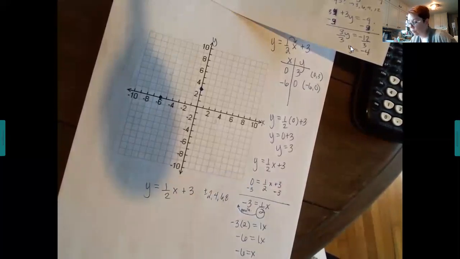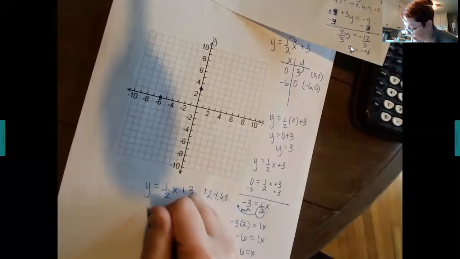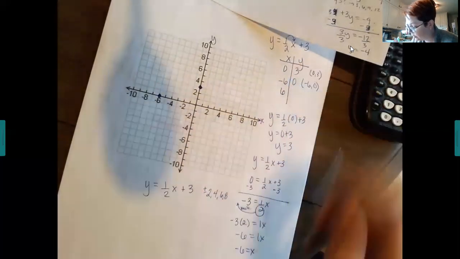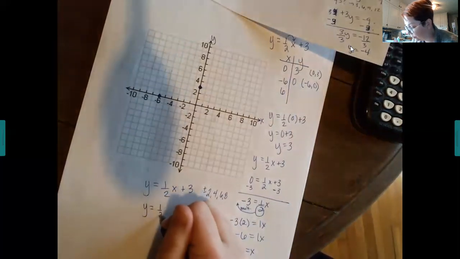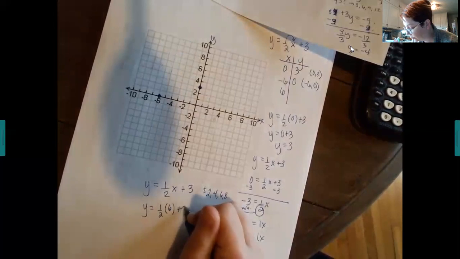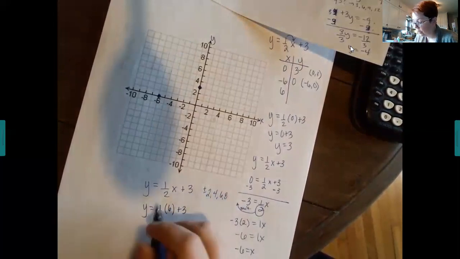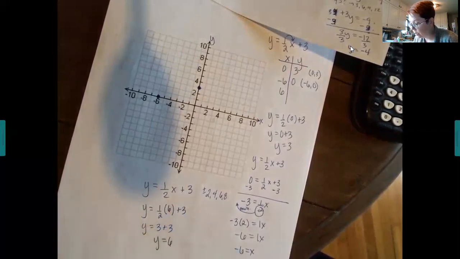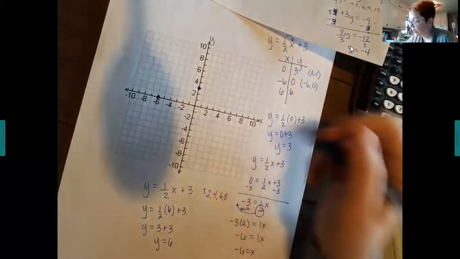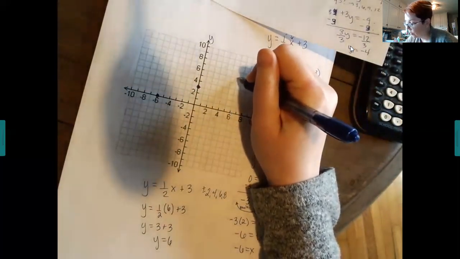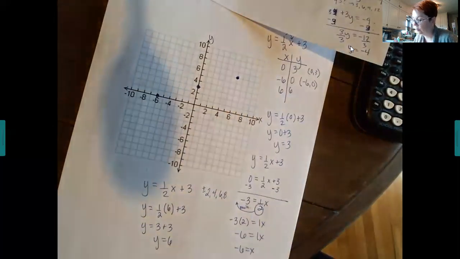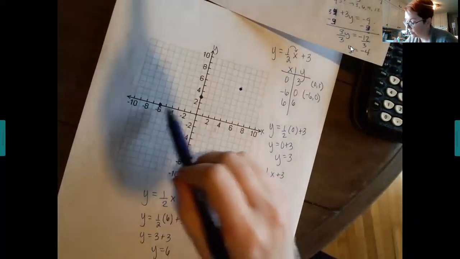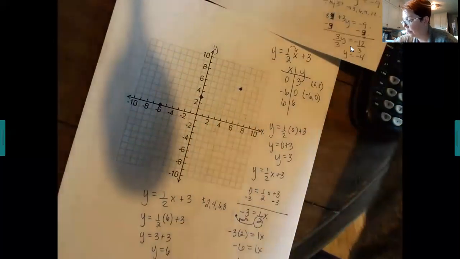So let's go crazy and put in a +6. So when x is a +6, we're going to see what happens. So half of 6 is 3. 3 plus 3 is also 6. What? Oh my gosh, that's amazing. So when x is 6, our y is also 6. Cool. And we see that these 3 points are consistently on that line.